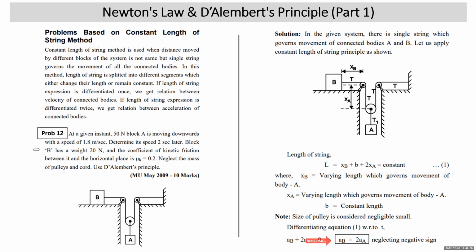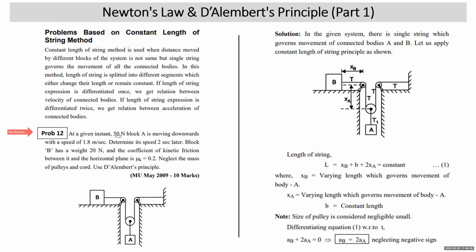When you differentiate it once, it gives you the relation between velocity of connected bodies. If you differentiate twice, it gives you the relation between acceleration of connected bodies. Now, to understand how we use the constant length of string method: the rest of the application of Newton's law remains the same in all the problems. The only thing is, to get the relation between acceleration of the connected bodies, we use this mathematical technique, the constant length of string method. Now, understand problem number 12.